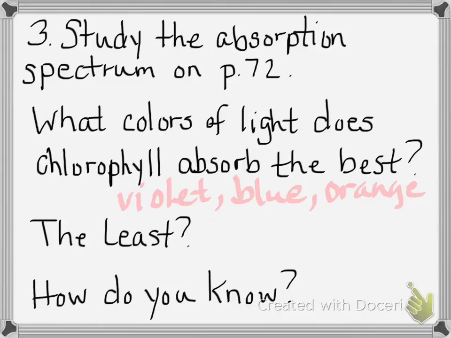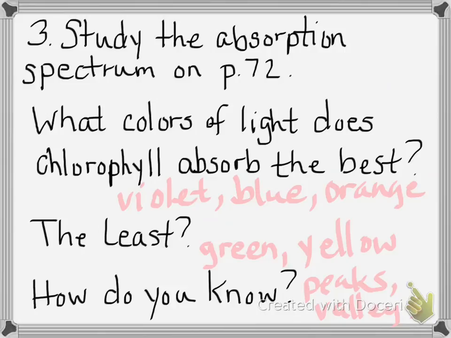What colors of light does chlorophyll absorb the least? Green and yellow. Okay, then how did you know? Did you look for absorption? To know what it was absorbing the best, did you look for peaks or valleys? Peaks. Yeah, peaks tell us what it's absorbing the best. Valleys tell us what it won't absorb very well.